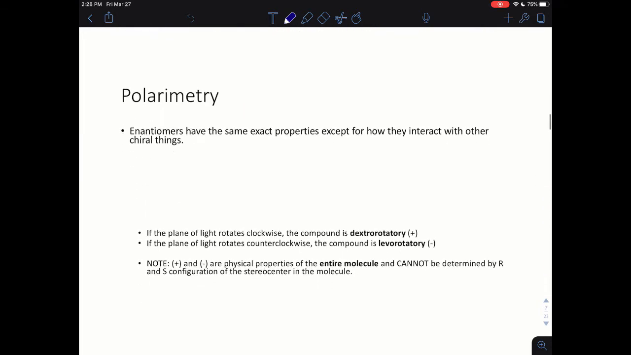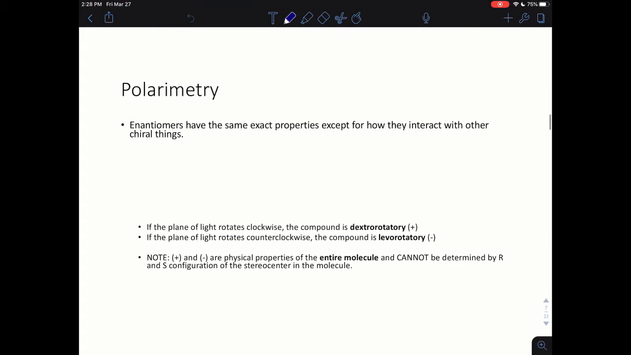So let's take another look at a demonstration of enantiomers interacting differently with chiral things. For the resolution, the chiral thing was tartaric acid. This time, the chiral thing is a little more difficult to wrap your head around, but we're going to be able to do it. So we're going to think about how enantiomers interact with plane polarized light. So let's go ahead and think about that now.